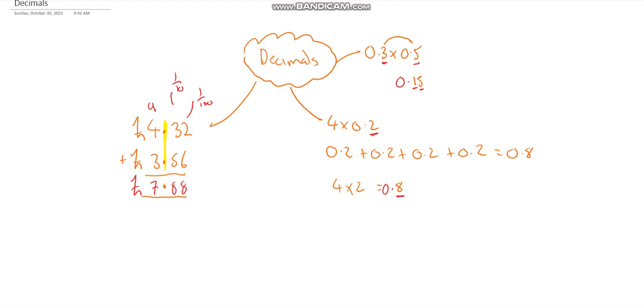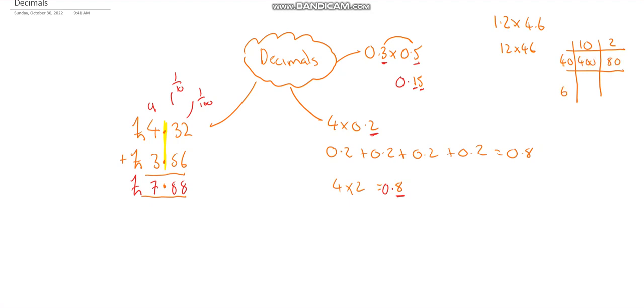Let's try a really tricky one. What if I've got 1.2 times 4.6? Same again, let's look at 12 times 46, so let's ignore the decimal. This brings us back to what we did last time. For this, I would do my table method. I would say 12 is 10 and 2, and 46 is 40 and 6, and then multiply the numbers together.